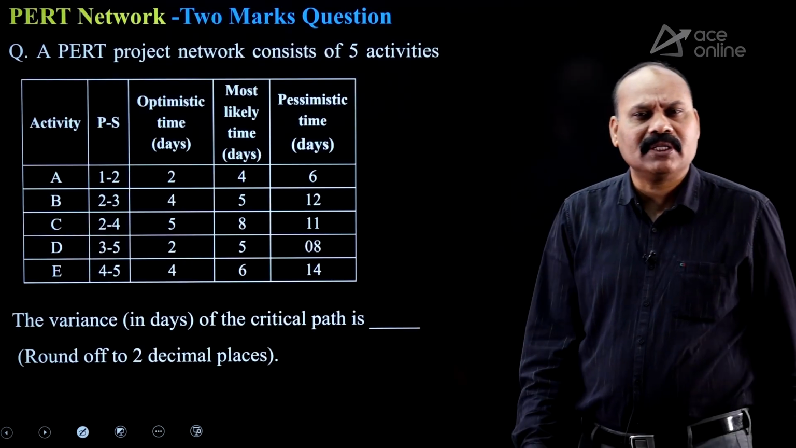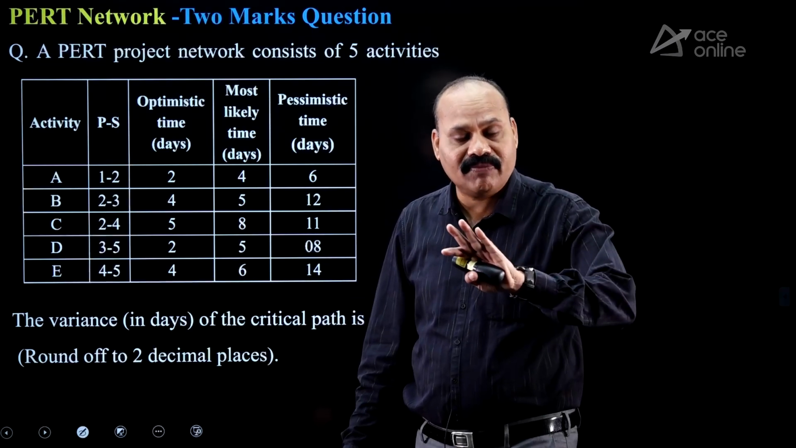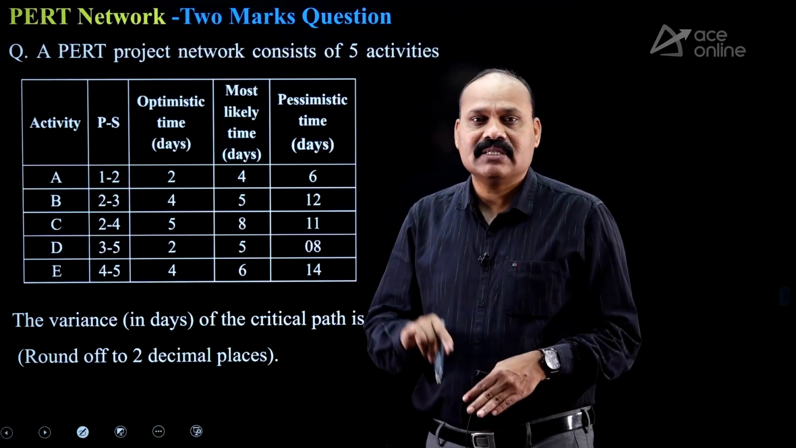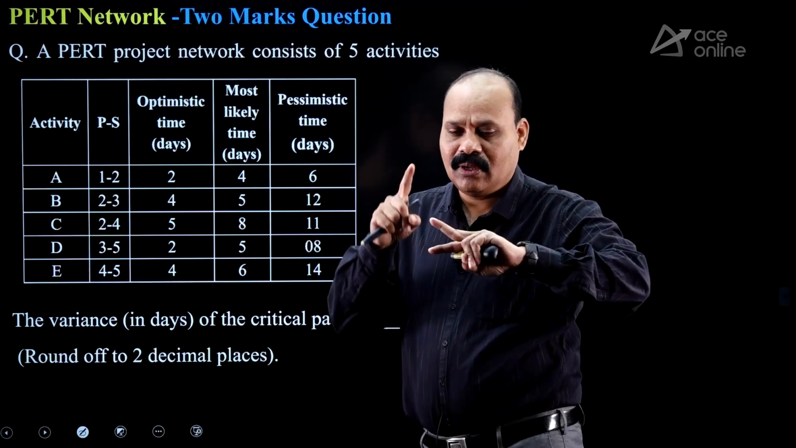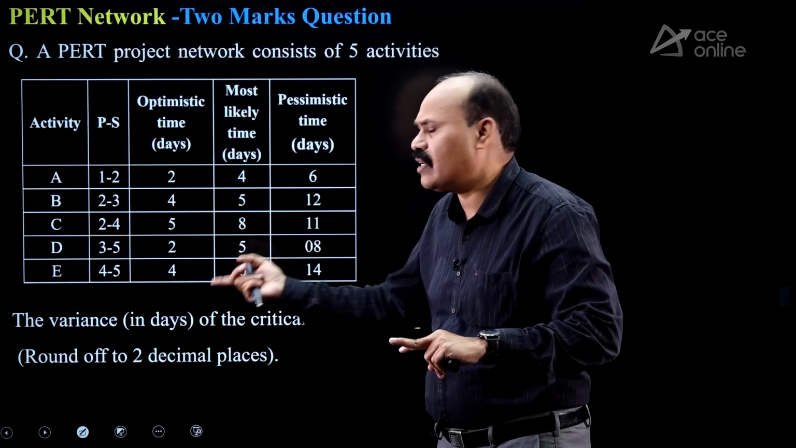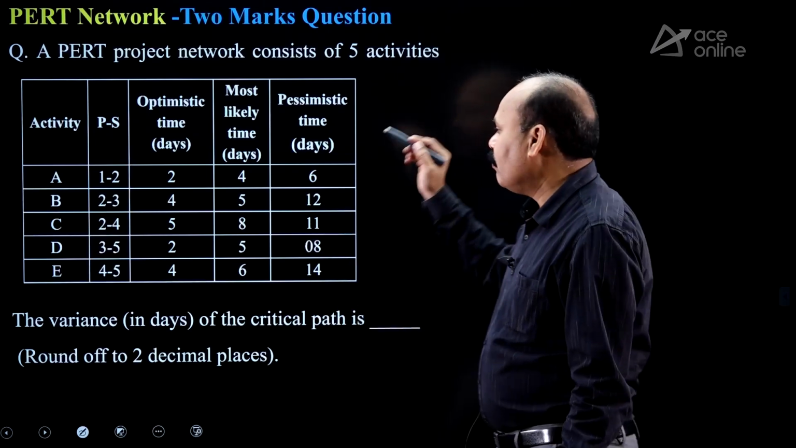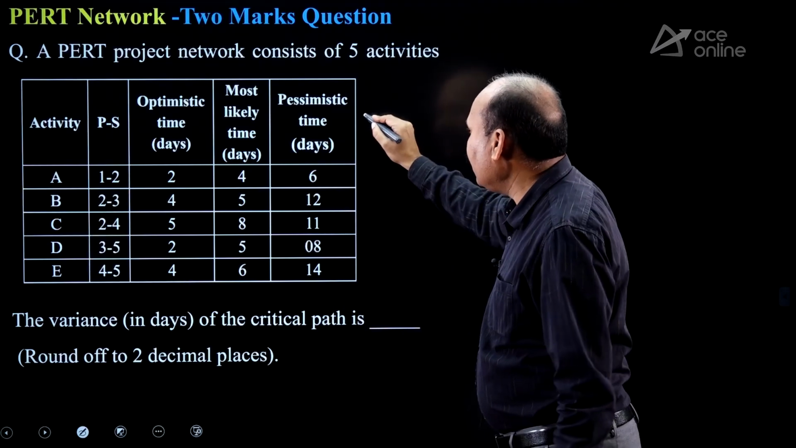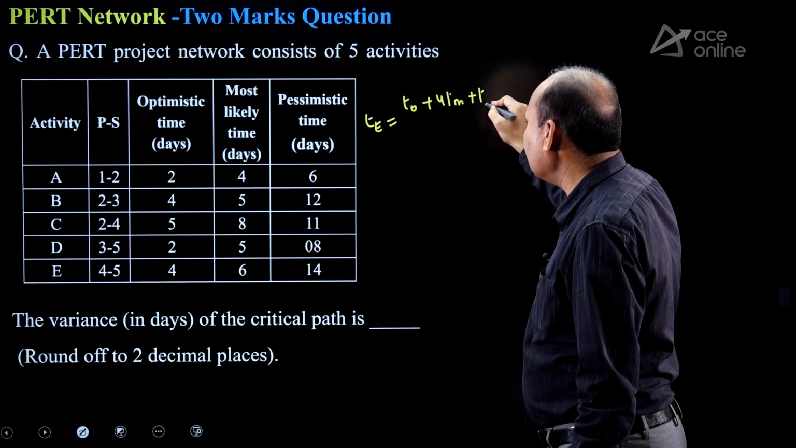Next, the variance of the critical path you have to find out. In this question, it is somewhat difficult. Truly speaking, it is difficult. The reason is, first you have to find out the critical path, and after that the variance of the critical path. So two things are included in this. It is containing two things. First of all, see the values 2, 4, 6. I am taking TE. TE is equal to (TO plus 4Tm plus TP) by 6.